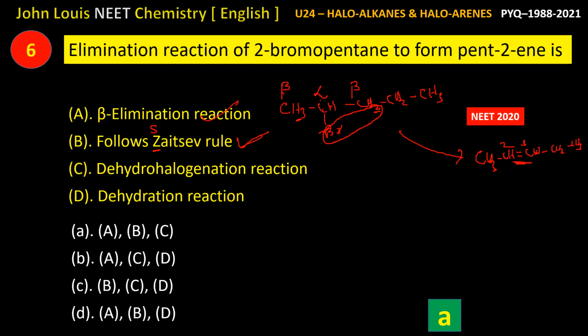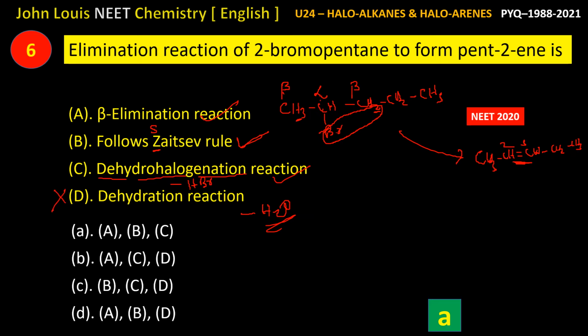And what is the third one? Dehydrohalogenation reaction. Dehydrohalogenation, that is removal of hydrogen halide. Here it is removal of hydrogen bromide. It is nothing but a dehydrohalogenation reaction. Therefore this is also correct. And what is the fourth one? Dehydration reaction. What is the meaning of dehydration? Removal of water. There is no oxygen in this compound, 2-bromopentane, from which water can be eliminated, which is not possible. Therefore D is not the option.